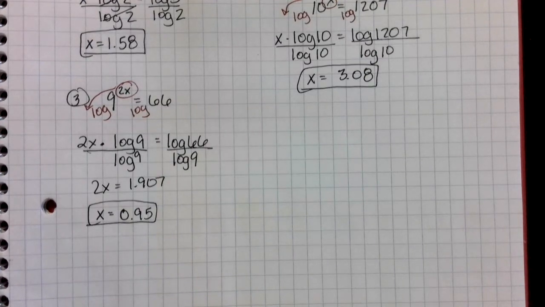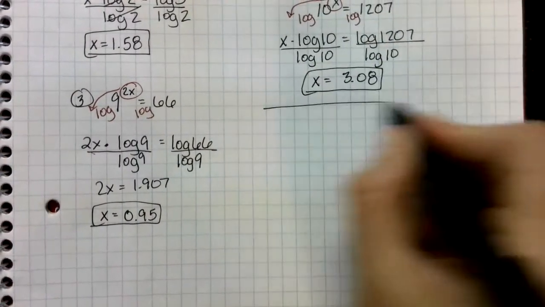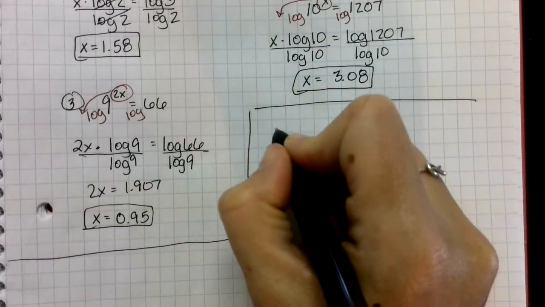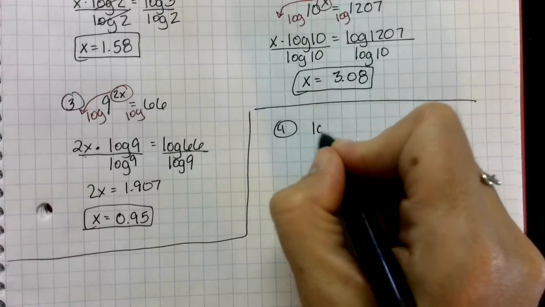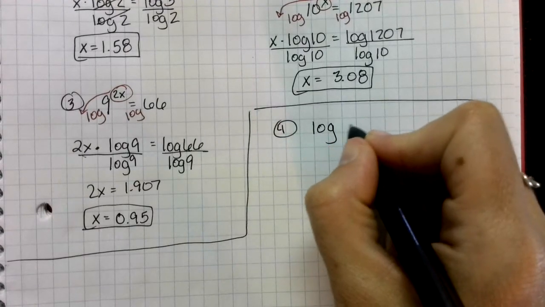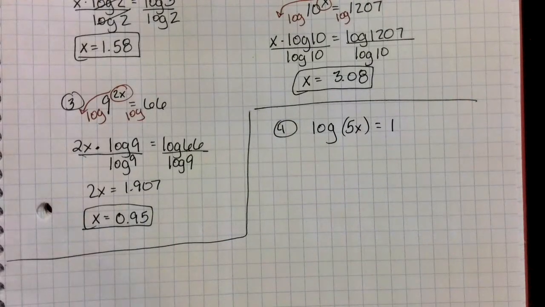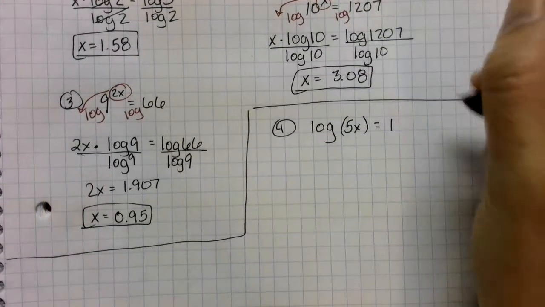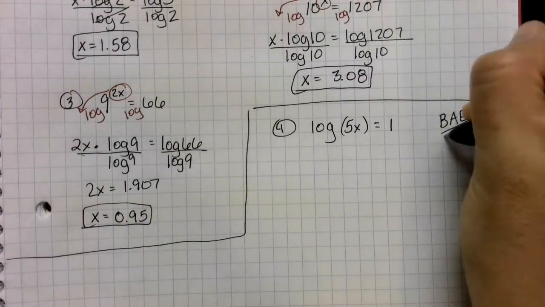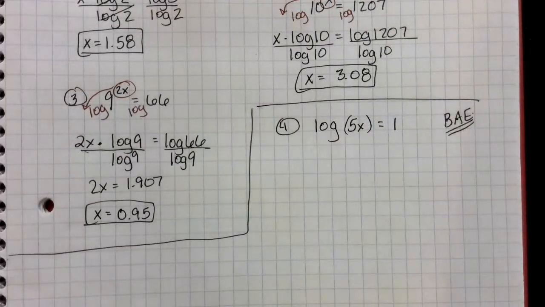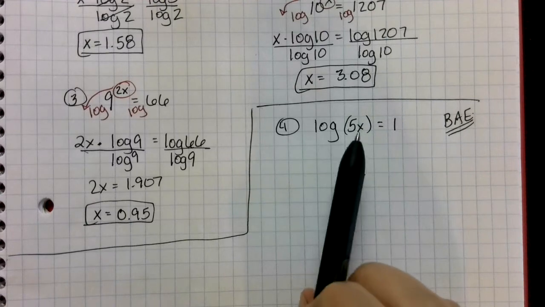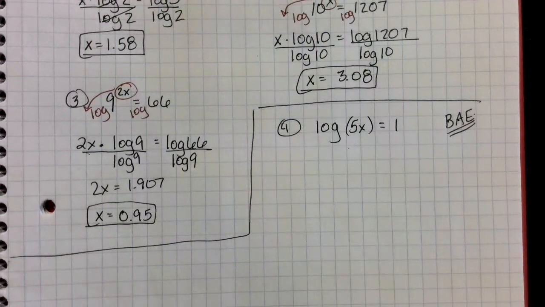So what I want to show you now are some problems where log is already in your equation. So we have log of 5x equals 1. Okay, so what we want to do is try to solve this problem. And this can be a little bit tricky. One of the properties that we learned in a previous video, I said that logs are your BAY, and that stands for base answer exponent. So when your problem is in logarithmic form, you are allowed to use this acronym.